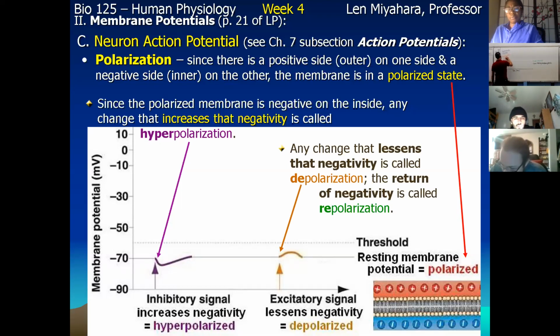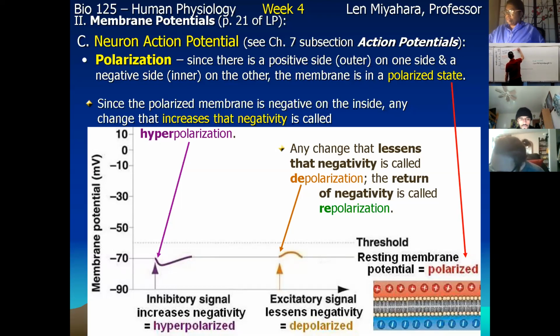So that we consider excitatory, closer to threshold. But if it doesn't reach threshold, it'll just return right back to minus 70. Everybody got it? And the return, oh, it's green. Whatever. So if you return to minus 70, that is repolarization, because why?